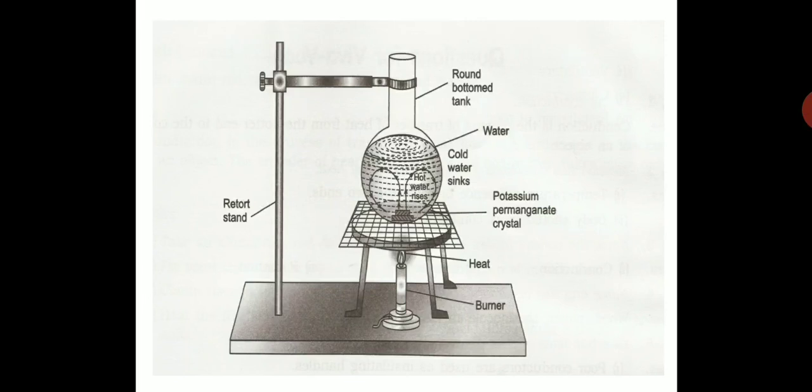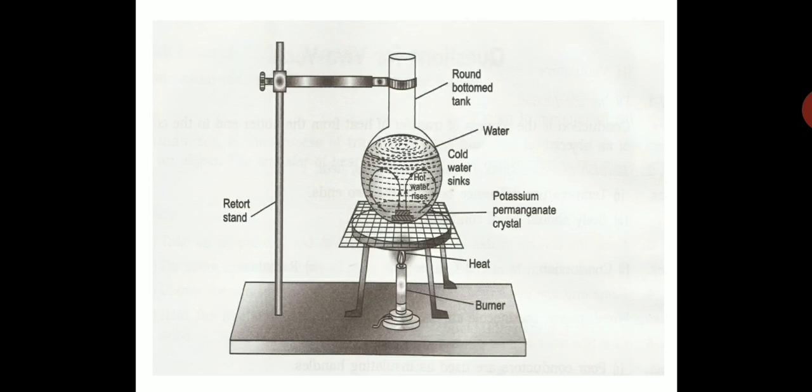metallic wire mesh. You have to keep it on the tripod stand because direct heating of the flask is not advisable. It can break, or the heating process will not be proper. That's why you need to have the wire gauze on the tripod stand. So no direct heating of the round bottom flask. You heat it with the help of a burner. We have it in the chemistry lab.